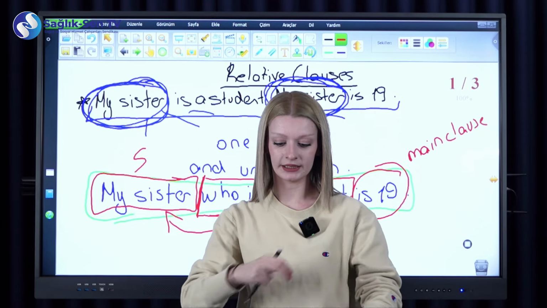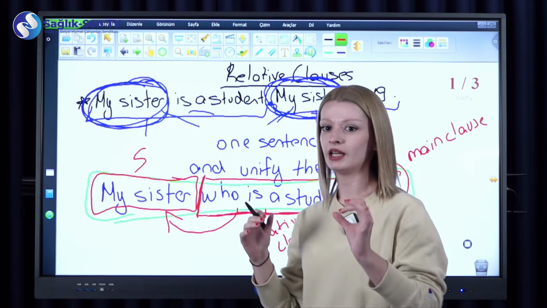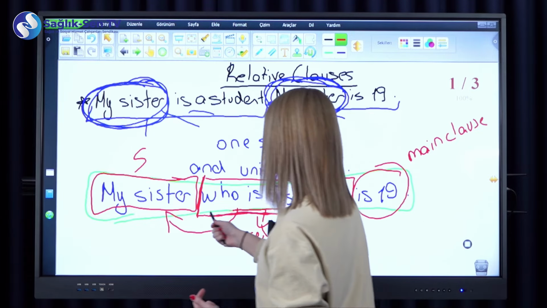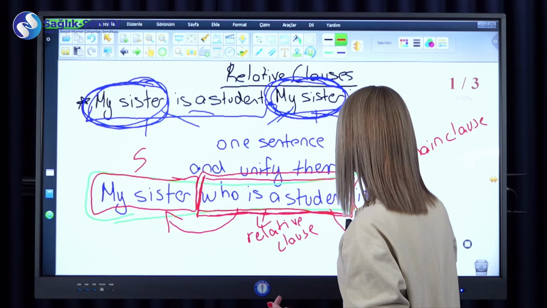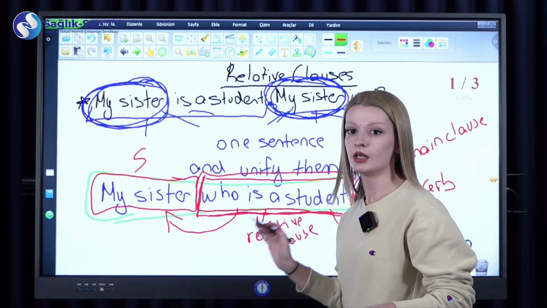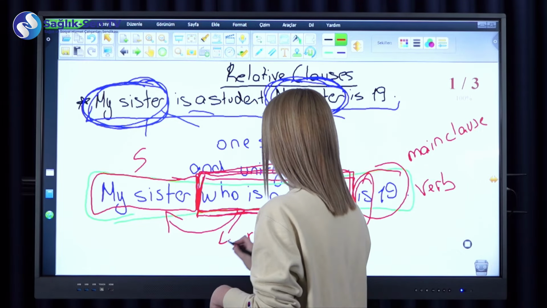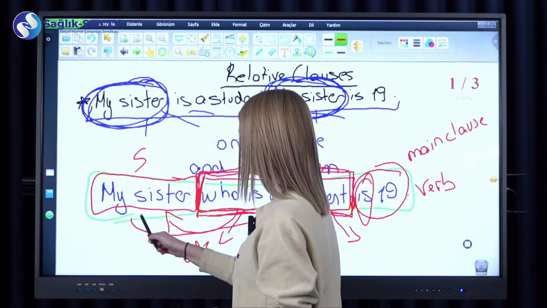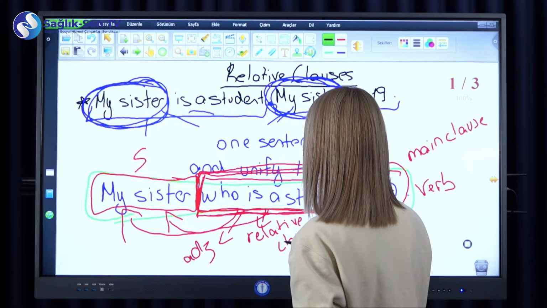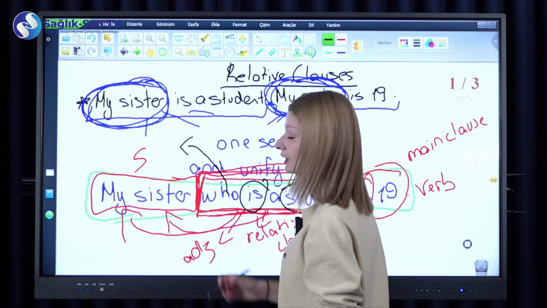The main sentence, the actual sentence here is my sister is 19. And here I give a small sentence and extra information to describe something better. I use a relative clause. And in the full sentence, we said that this is subject and this is a verb. And the position of this relative clause in the main sentence is an adjective, because this defines the subject. And if we look inside who is a student, I can see that this is my verb and this is the object and my relative pronoun.